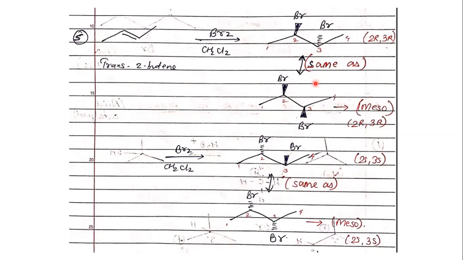Just the way of drawing them configuration-wise is different, but the compounds remain the same. So if you can see here, this is my product, and if I break it down from here, I've formed a meso compound. Meso compound meaning whatever is there on the top of the plane, the same molecule is present below the plane. So this is a meso compound that I've formed.